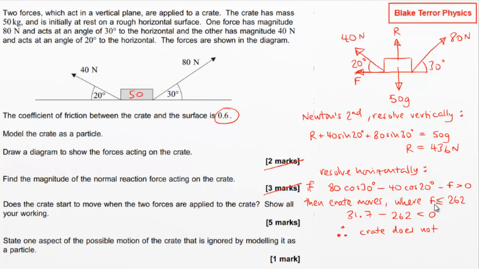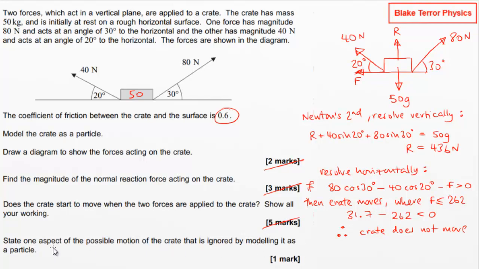Obviously, F isn't going to be 262. It's actually just going to be the 31.7 in order to take it down to 0, so that there is no resultant force. But we've got a pot of F available, which is up to 262 newtons, and that is more than enough to wipe out this difference between the other forces. So that's fine.